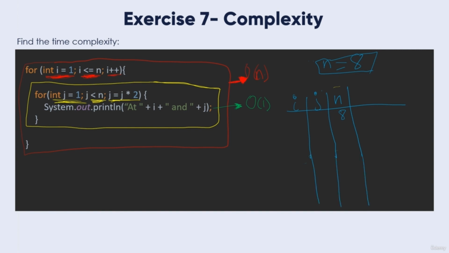And we are not interested in i, since it will be executed 8 times. We are interested in j. So every time i is increased, how many times is j executed? j starts from 1. So in the first iteration, I will take i equal to 1 and solve for it, because we are not interested in i.